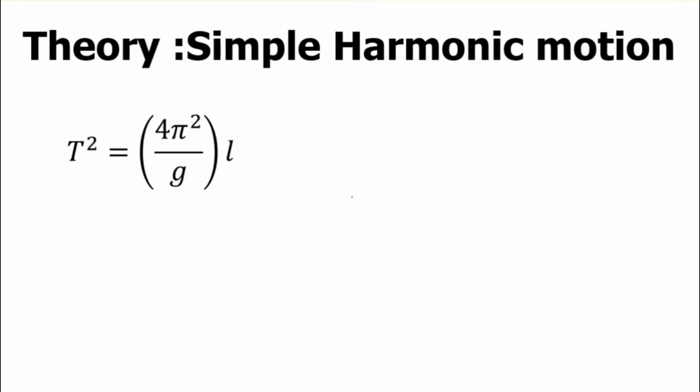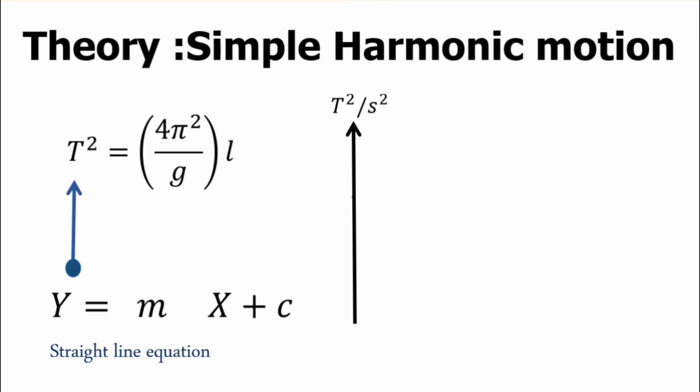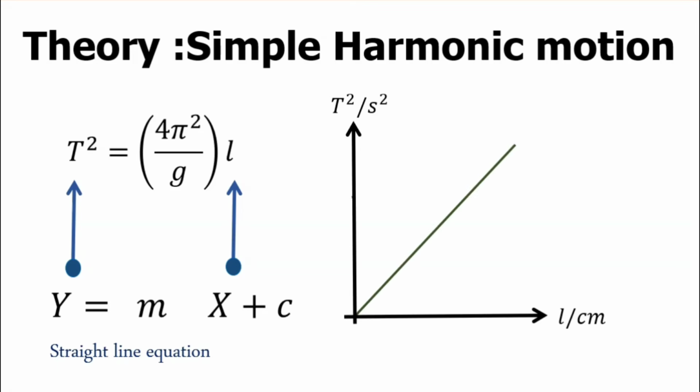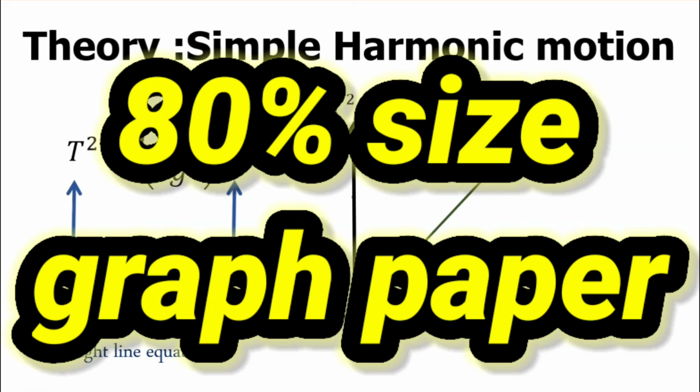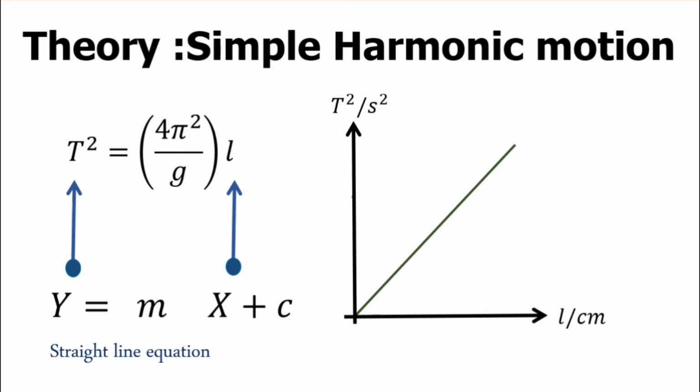If we compare the equation with a straight line equation, the period squared will take the y-axis, the length will take the x-axis, and the value of c is 0. The graph should start at 0 and the graph is going to be a straight line graph. When plotting your graph, make sure that the graph occupies at least 80% of the graph paper.